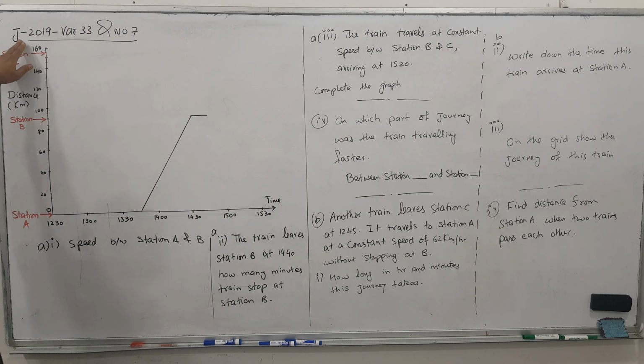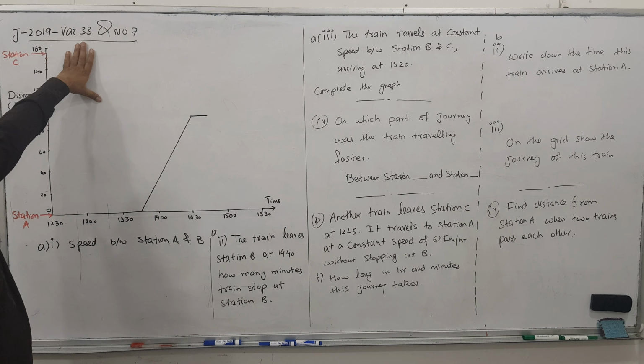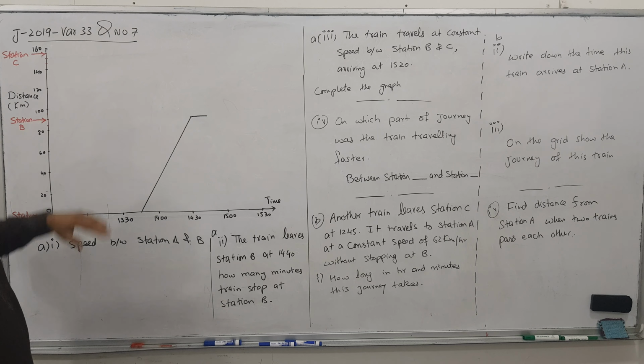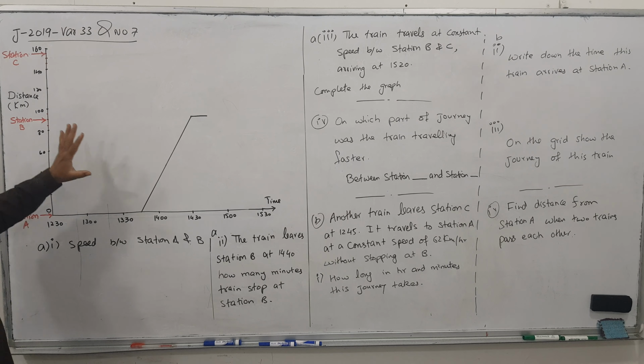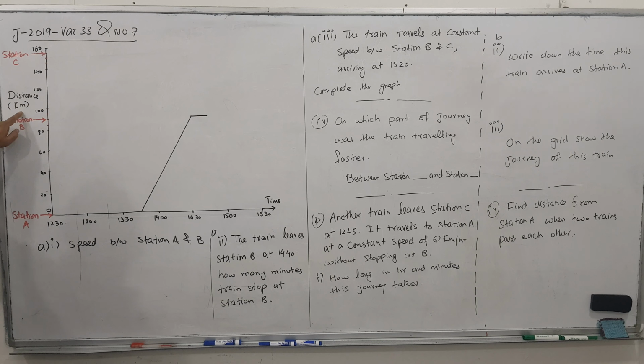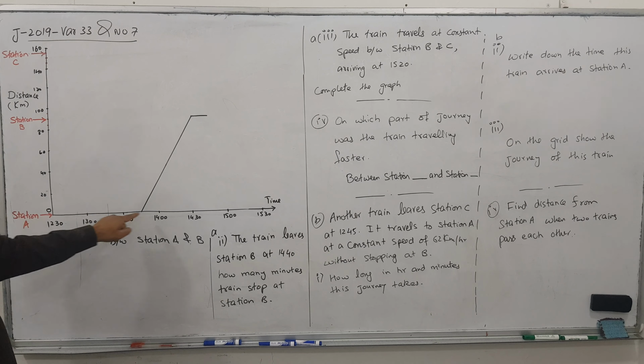Bismillahirrahmanirrahim. This is June 19, variant 33, question number 7. The topic is distance. This is our distance-time graph. We have distance in kilometers and time in hours.